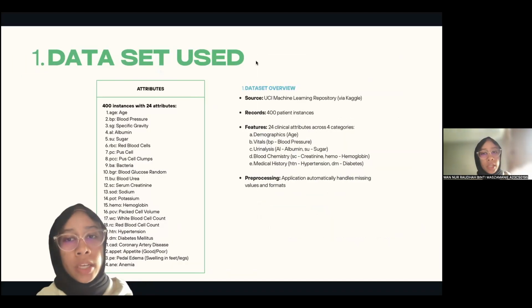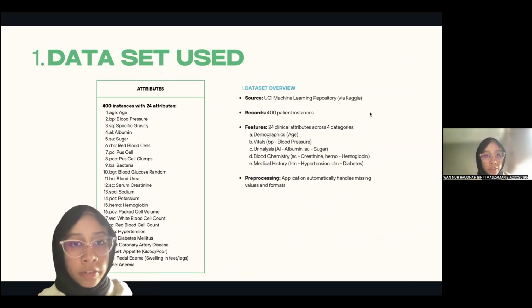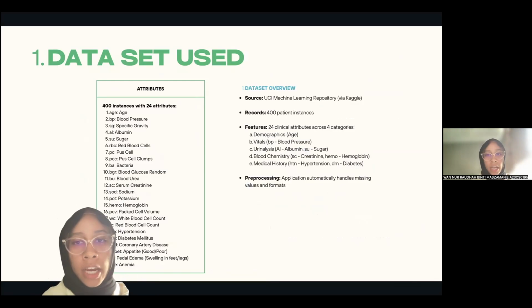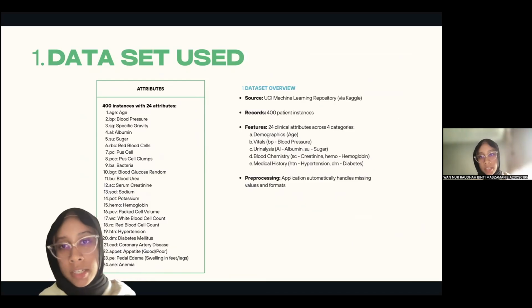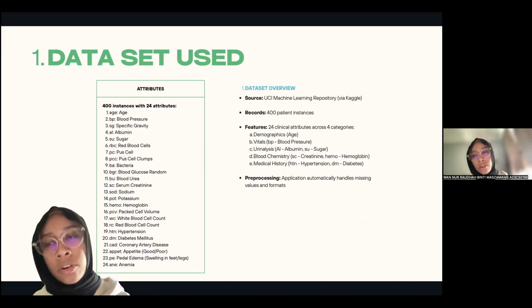The dataset that we used via Kaggle is the UCI machine learning repository, where they have 24 different attributes with 400 instances, as we can see over here. There are 4 different categories of these attributes. The first one is demographics, for example, age. And for vitals, like blood pressure, urinalysis, albumin, and sugar. And for blood chemistry, the creatinine, hemoglobin. And for medical history, hypertension or diabetes.